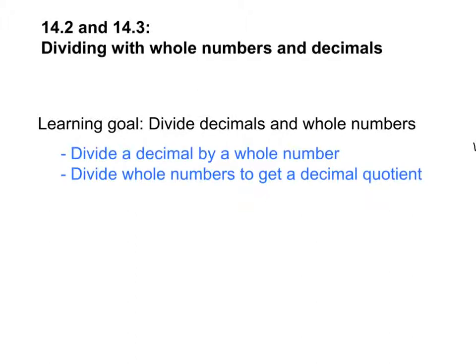This is chapter 14, lesson 2 and lesson 3. And in this, our learning goal is to divide decimals and whole numbers. Okay, because we can divide decimals by whole numbers and get a decimal answer. We can also divide sometimes whole numbers by whole numbers and get a decimal answer as well. Okay, so we are going to do those two things, divide a decimal by a whole number and also divide whole numbers by whole numbers to get a decimal quotient or a decimal answer.